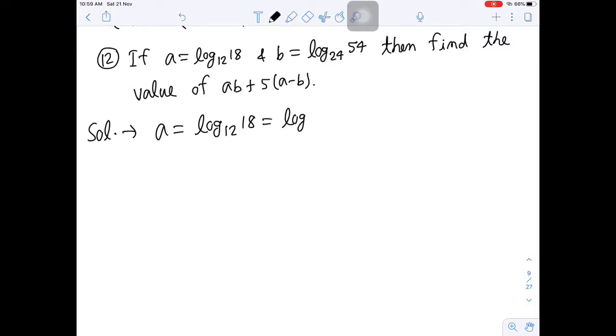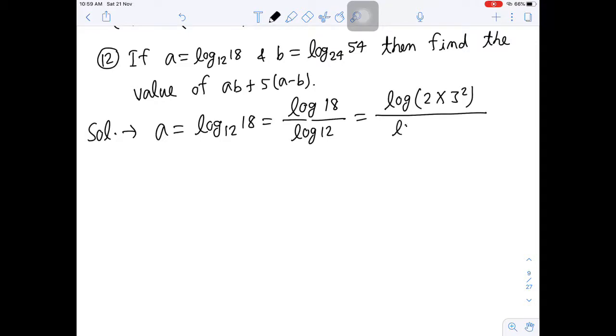So log 18 base 12, we can also write it as log 18 by log 12, where the base can be anything else. Without the base also in some cases you can write, no problem. So you write log 18 by log 12. Now 18 is nothing but 2 into 3 square, and 12 is nothing but 2 square into 3.